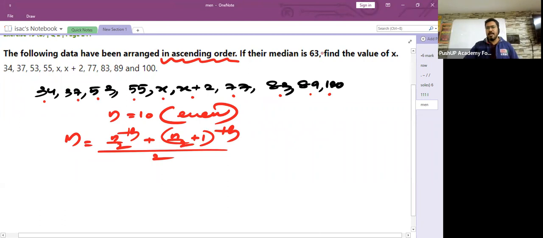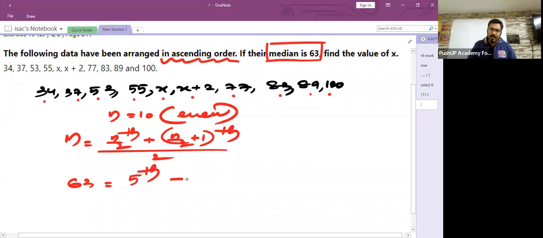Okay, how much is the median value, children? It was already given to us. How much was the median value? 63. So on the left hand side, I can write 63. N by 2, that means 10 by 2, which is 5th term. I'm directly writing it, okay? N by 2 plus 1 is what? 10 by 2 plus 1, which is 6th term. So 5th plus 6th divided by 2.